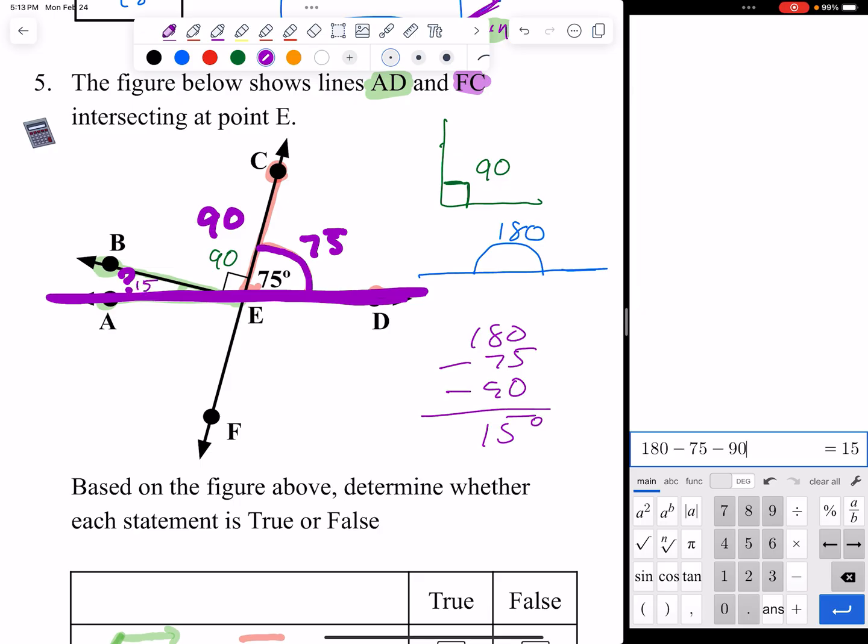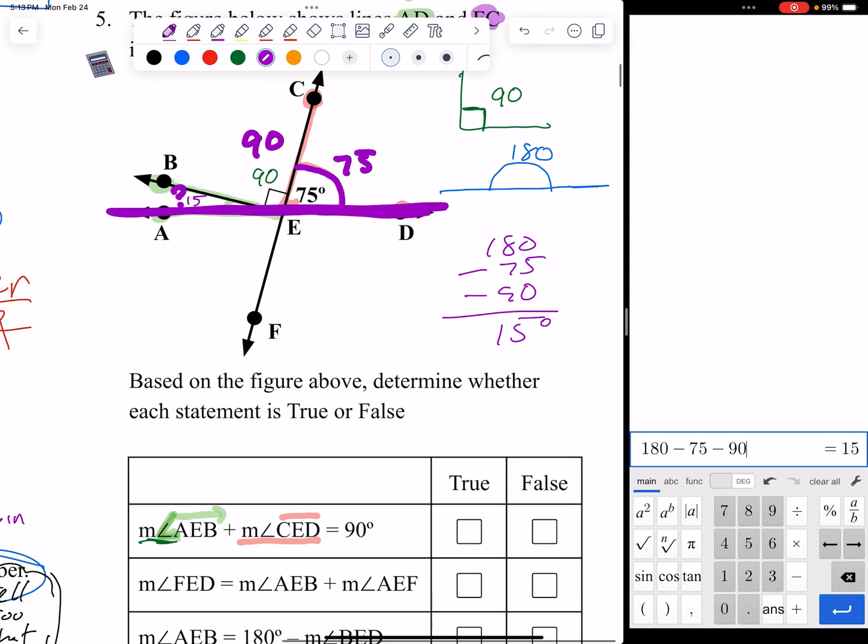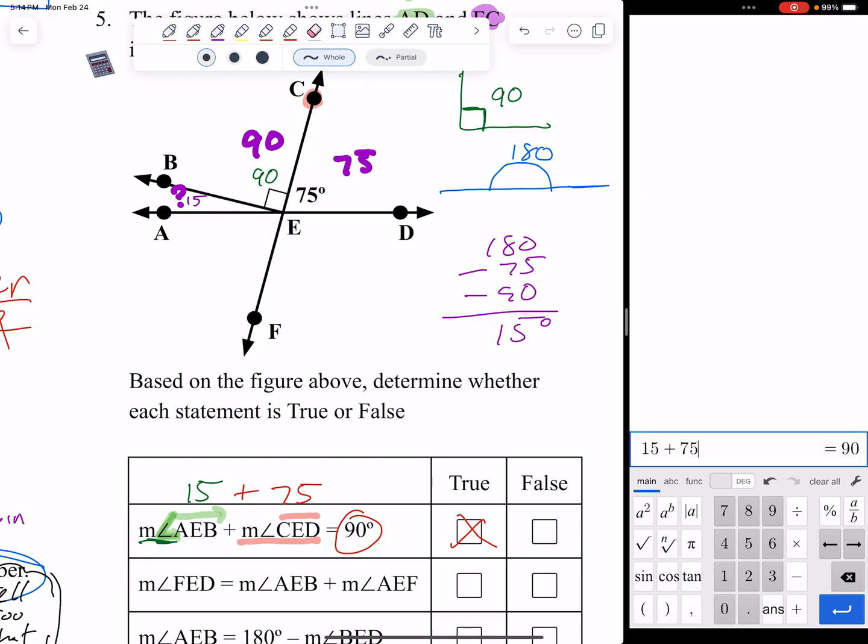So this is 15. So if I go back to what I wrote here, or what I highlighted, the AEB was 15. My red one was 75. Is 15 plus 75 90? So 15 plus 75, yes, it is in fact 90. Now I'm going to leave those numbers there because I know those numbers have to be true. So I'm going to leave that there and just wait to see if I use them again. Okay? So let's go to the second one.